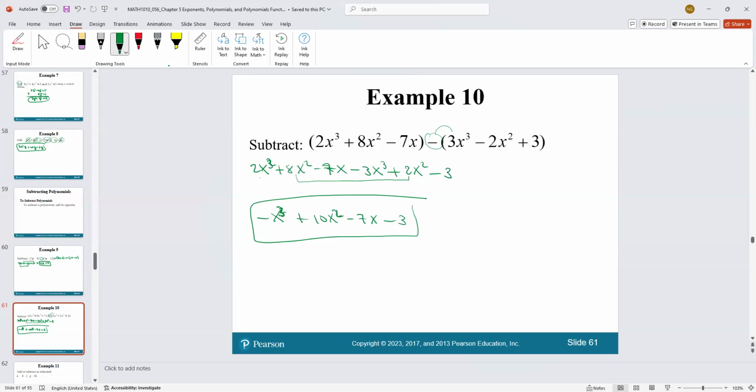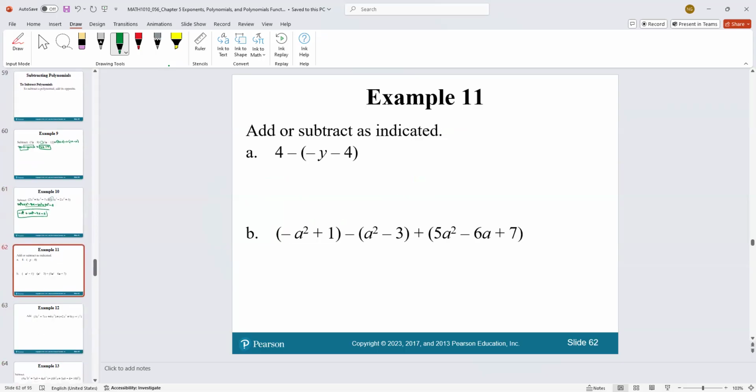I'm hoping those examples help, but remember we said sometimes they can ask you to add or subtract, they don't need to tell you exactly what to do. They said add or subtract. So first of all, this negative would change all these signs. We're going to have 4, 2 negatives give you positive, 2 negatives give you positive. So you end up with 8 plus y.